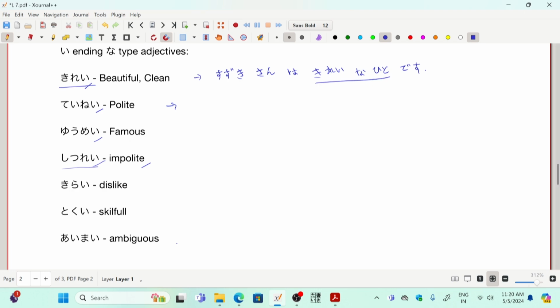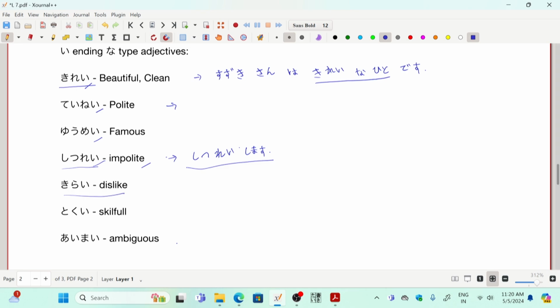This shitsurei is also used for greetings when you are coming in between something or when you are leaving before somewhere. So you always say shitsurei shimasu, which means sorry for being rude or sorry for leaving early, sorry for interfering. You know, those meanings are represented by shitsurei shimasu.